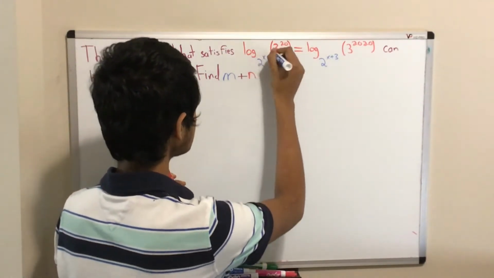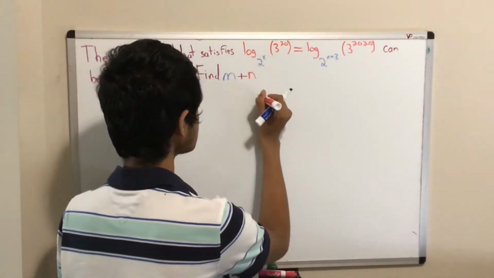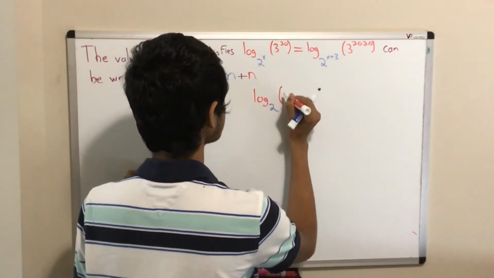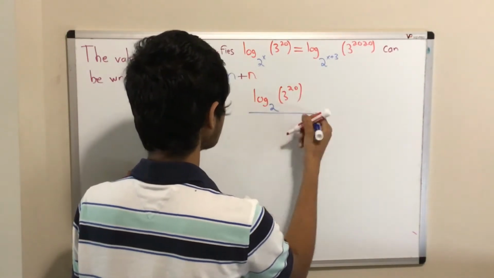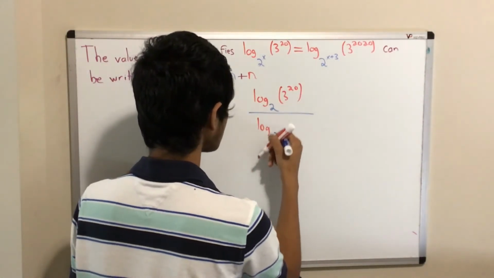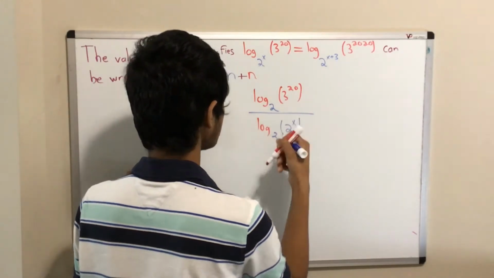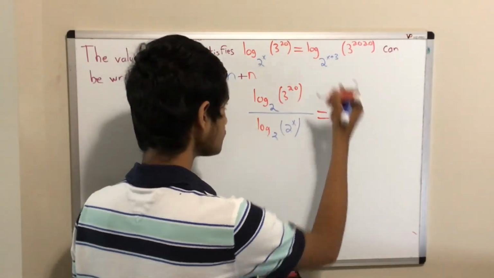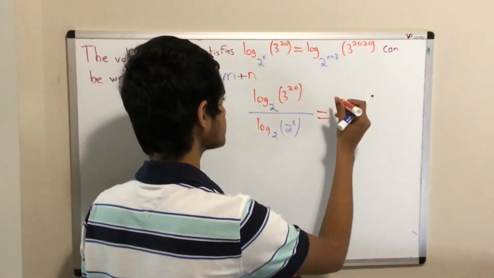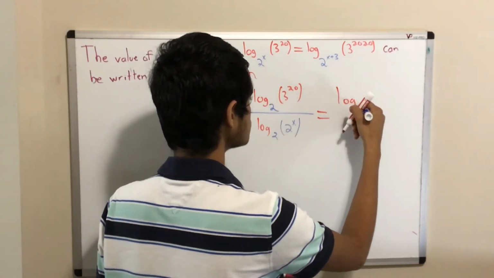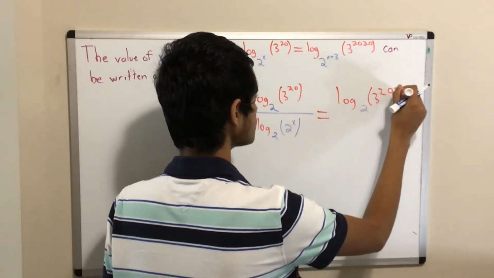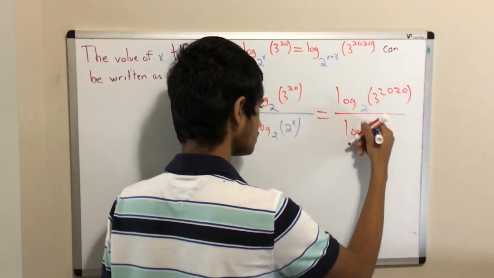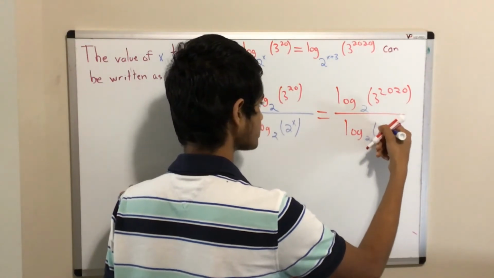So when we want to write this logarithm in base 2, this is going to be the same thing as log base 2 of 3 to the power of 20 divided by log base 2 of 2 to the power of x, because that's how base rules work. And obviously that's going to be equal to this logarithm over here. And when we want to rewrite that, that's going to be log base 2 of 3 to the 2020 divided by log base 2 of 2 to the x plus 3.